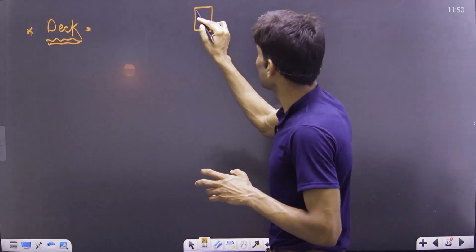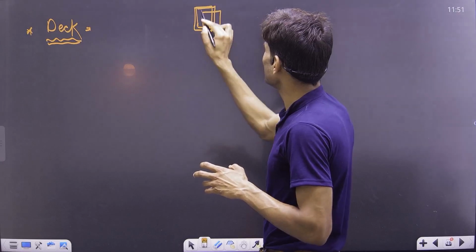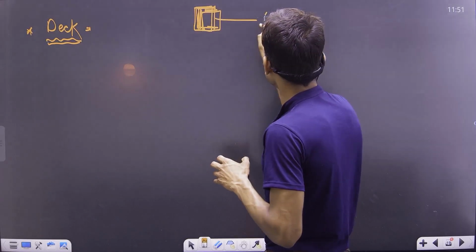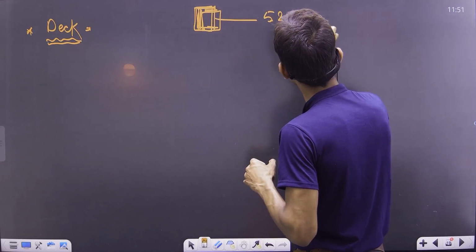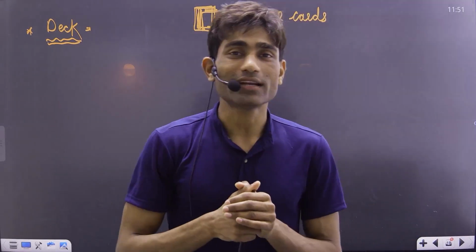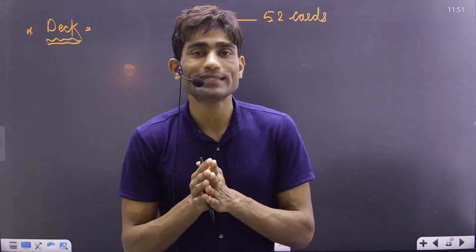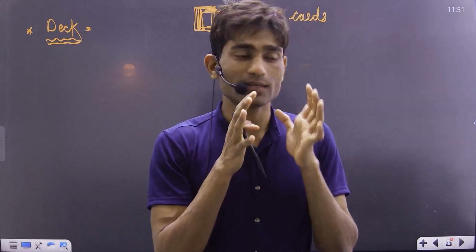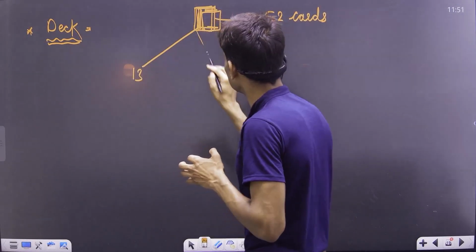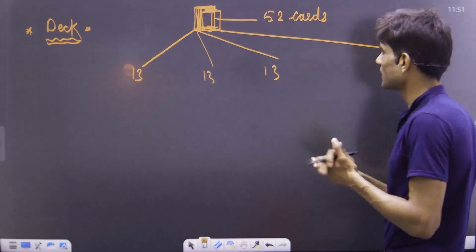So we have a total of 52 cards like this. I know you are all already familiar with these 52 cards. Under the 52 cards there is also a division, and that division contains 13 cards of each set. Here we get 13 cards, again here 13 cards, and last we have 13 cards.